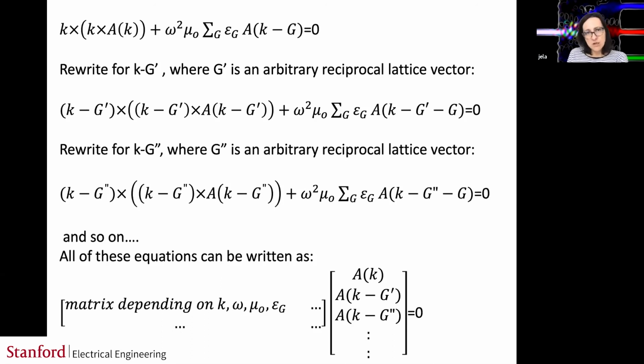So you can rewrite this equation for arbitrary Ks, but let's rewrite it for whatever K you chose at the beginning. Let's say you pick one specific K in K space, any point in K space that you would like to define the master equation for. You write it here, and then rewrite it for K minus G prime, where G prime is some arbitrary reciprocal lattice vector that you picked. So then you rewrite this equation for K minus G prime, and here it is.